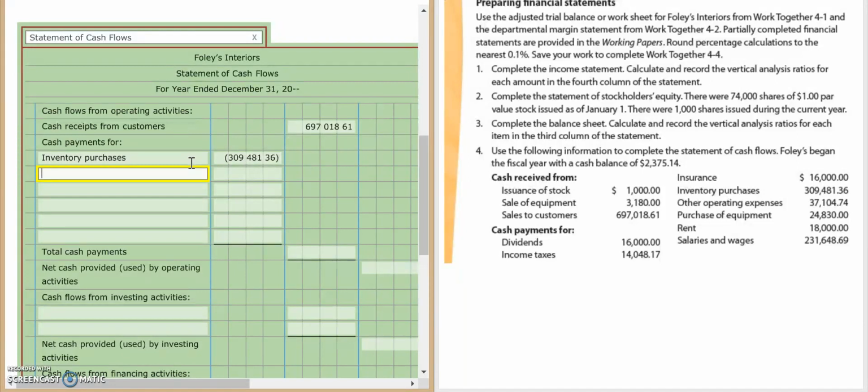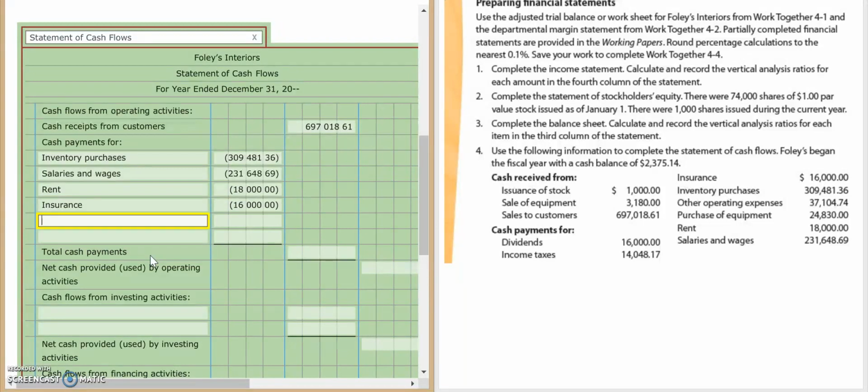So our next one that we make cash payments for is our salaries and wages. So we type salaries and wages over here. Again, a negative number because it's outgoing, it's a cash payment. So $231,648.69. Next up is our rent. We have to do that in order to operate. Rent was $18,000. Next up, we have to pay insurance. Again, negative $16,000 outgoing for insurance.